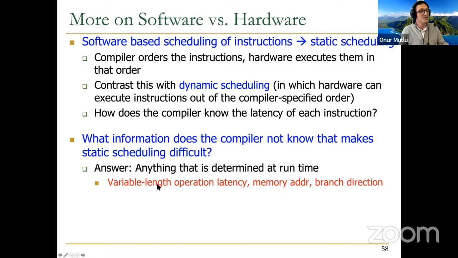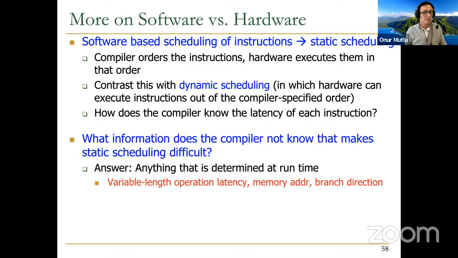Okay, branch direction is another thing, right? We fetch this branch. The compiler doesn't know whether the branch is going to be taken or not taken. It happens at runtime. So this makes scheduling difficult, as I discussed earlier, because the compiler may want to reorder instructions before the branch or after the branch, et cetera, but it doesn't know which direction the branch will go.